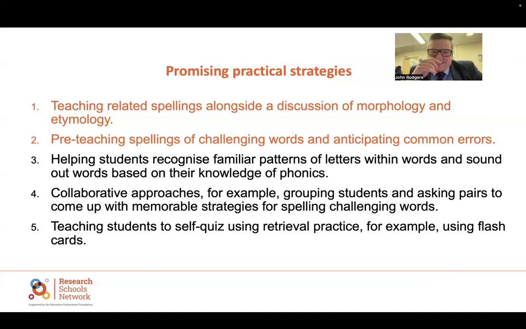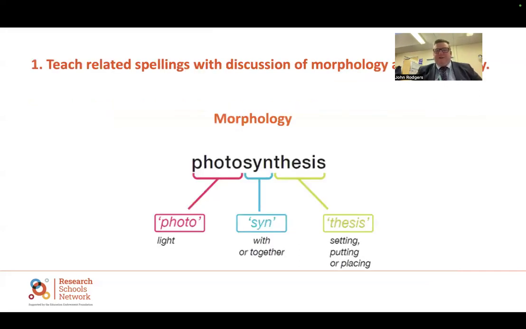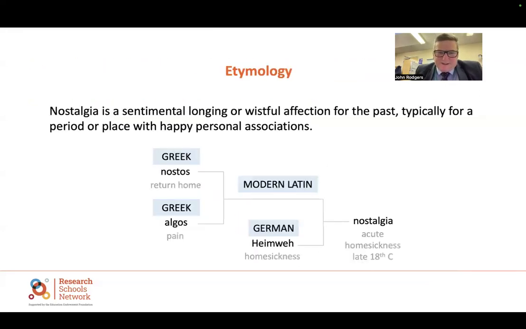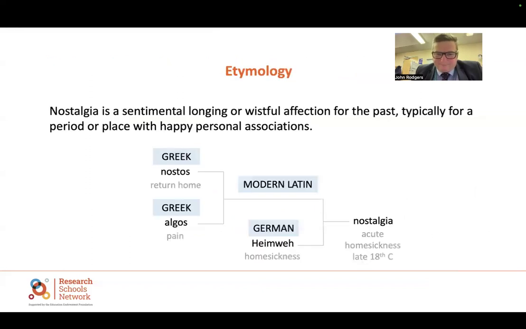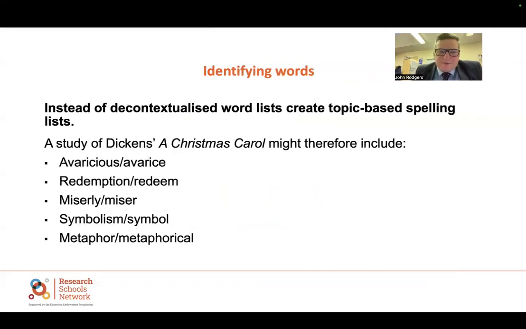And then teaching students to self-quiz using retrieval practice, using flashcards, and so on and so forth. So, well, there you go. I'll just show you some slides there. These are just examples. We've seen that one before, photosynthesis. Looking at the etymology, nostalgia, for example, in this case.